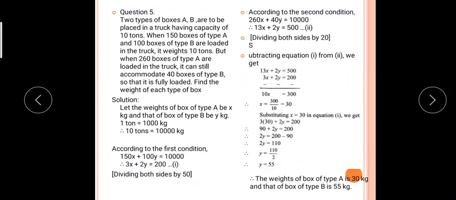And y is equal to 110 upon 2, that is y is equal to 55. After simplification of this equation, you will get the value of y, and therefore the weight of box type A is 30 kg and type B is 55 kg. This is our answer. In the word problem, to write the answer in the statement is also compulsory.